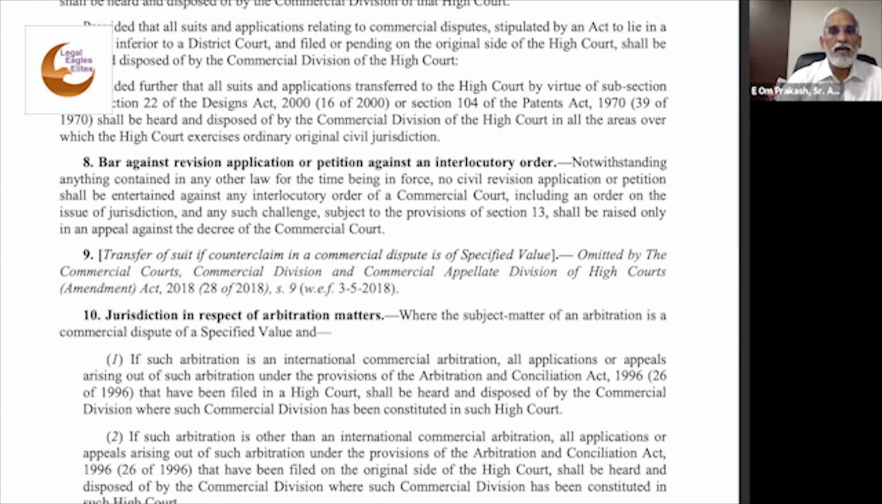Section 13 speaks about appeals in commercial courts. Now, in that appeal, which you file challenging the final judgment and decree, this can also be part of it as regards the order which was passed in an interlocutory application. So it gives a mechanism by which there cannot be any revision or appeal against an interlocutory order, but all those issues can be raised in your regular appeal, which you seek to make while filing an appeal under section 13. So this is one provision. Then section 9, in fact, was there, which has been subsequently omitted in the 2018 Act. Then section 10 speaks about jurisdiction in respect of arbitration matters.